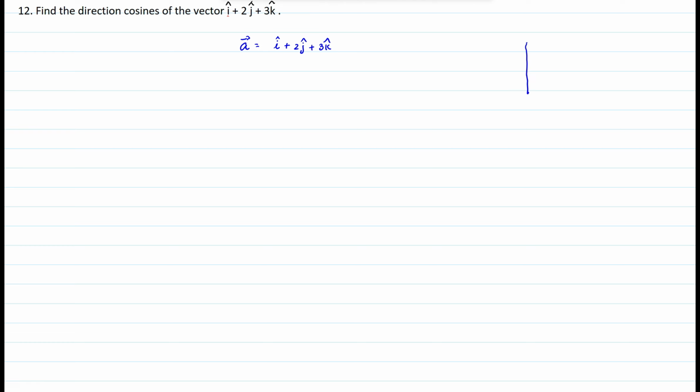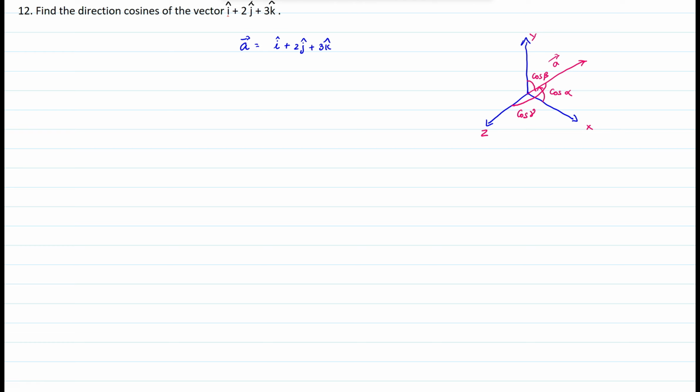Let's draw a two-dimensional diagram showing this vector. Now this red one is the vector, we are taking this as a vector. This vector will make an angle with the x-axis, and the cosine of that angle is known as cos alpha. Then with the y-axis it is cos beta, and with the z-axis it is cos gamma. These are basically the cosine angles.